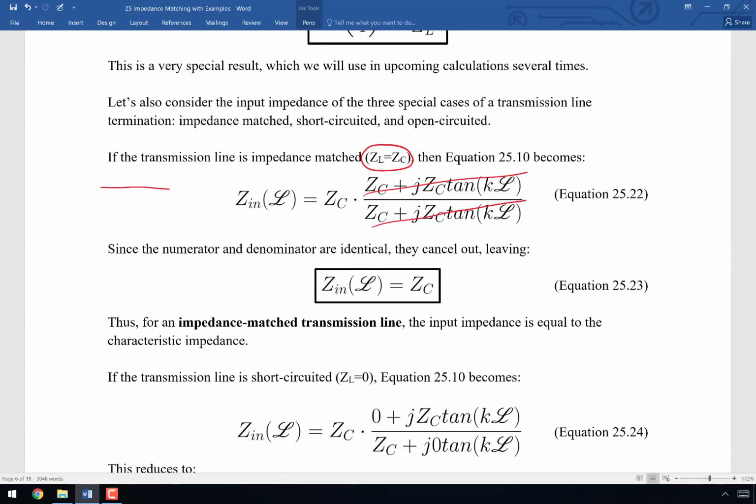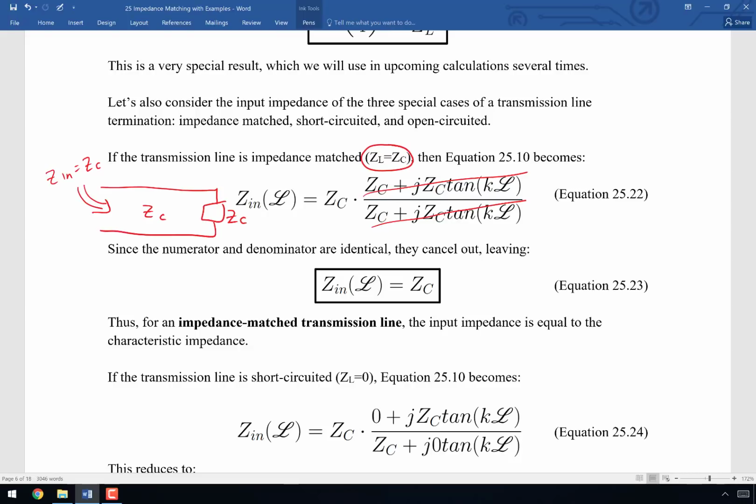If I have a line and it's terminated in a load, and the load is z sub C, and the line is z sub C, then it looks as though that load isn't even there. It looks as though the line is infinitely long because you never get any reflections. So if you're just looking into the line right here, you see that Z sub N is equal to Z sub C. So that's good to know.